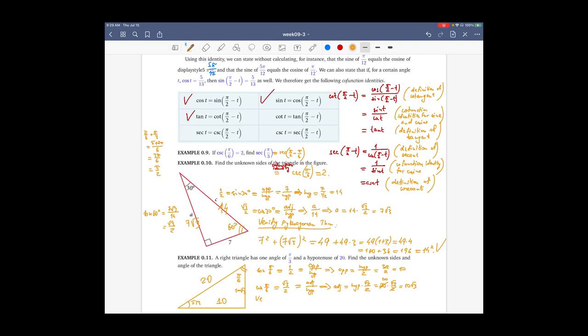And again, we can verify Pythagorean theorem. That in fact 10 squared, the square of one leg, plus 10 root 3 squared, which is 100 plus 100 times 3, which is of course 400, is indeed square of 20, which is the square of the hypotenuse.